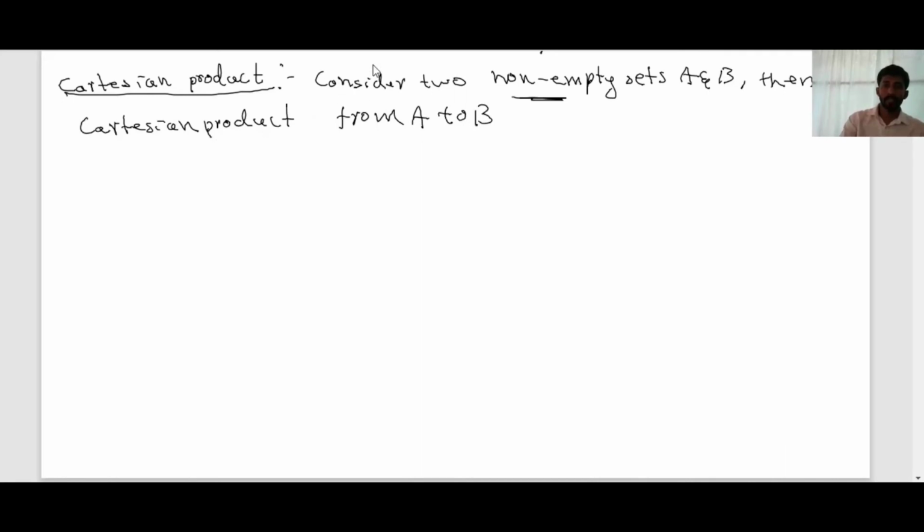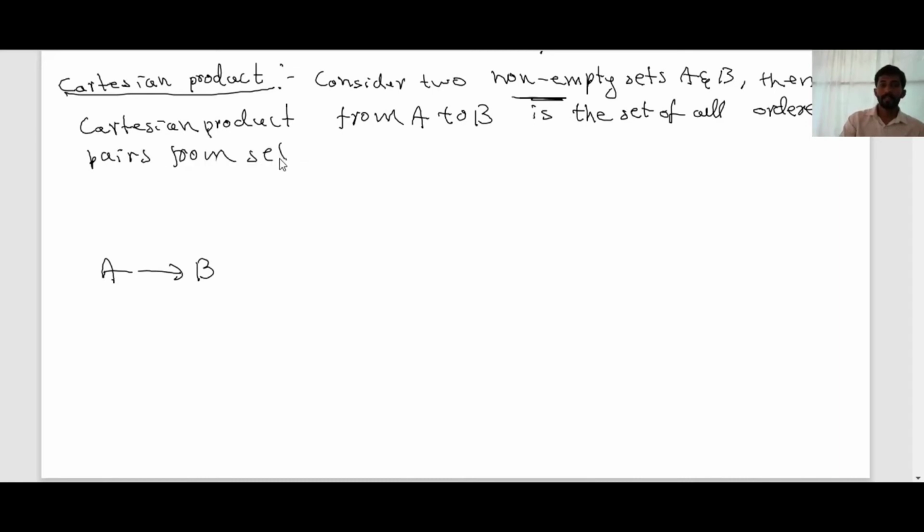Here the direction is clear, right? You are moving through A to B. The Cartesian product is the set of all ordered pairs from set A to set B. This is just the definition of the Cartesian product of two non-empty sets. A is one non-empty set, B is also one non-empty set.